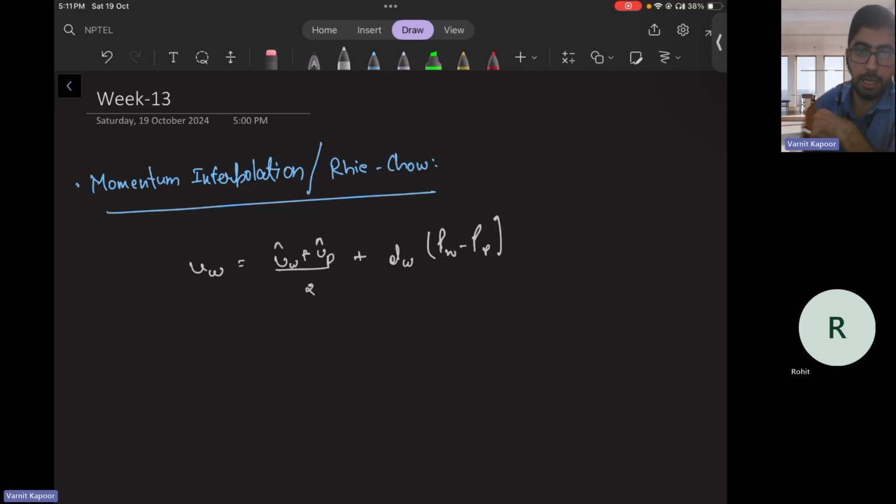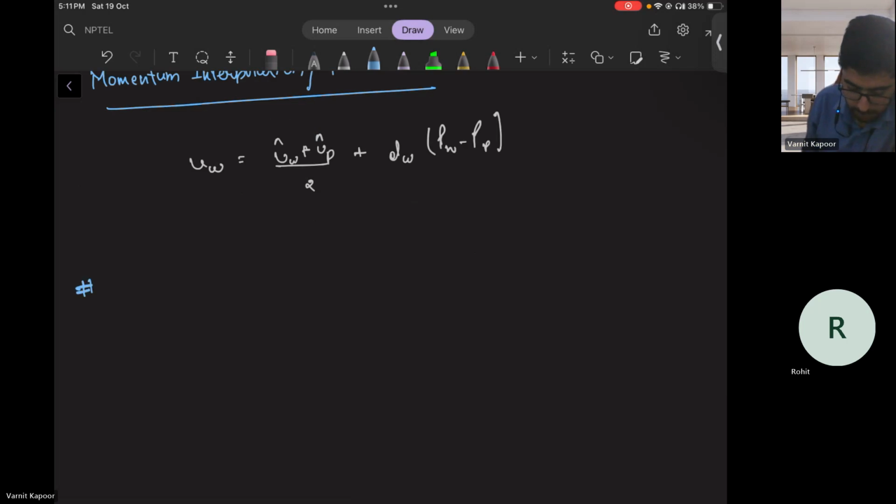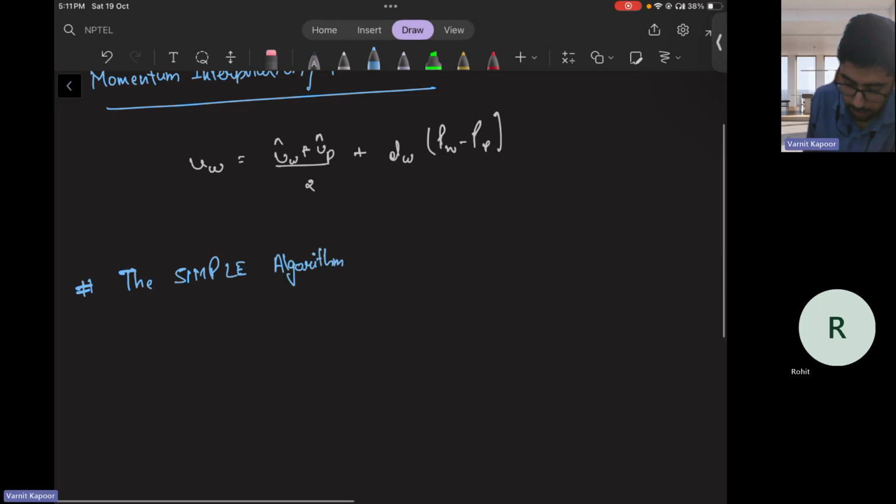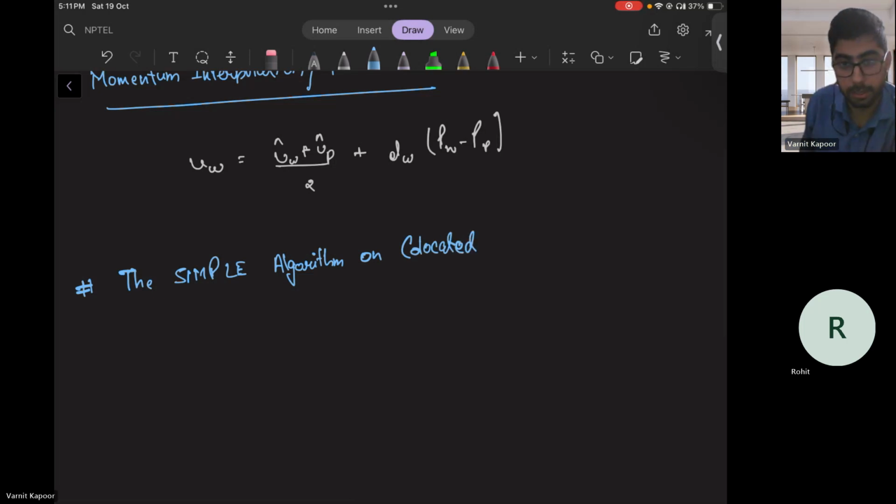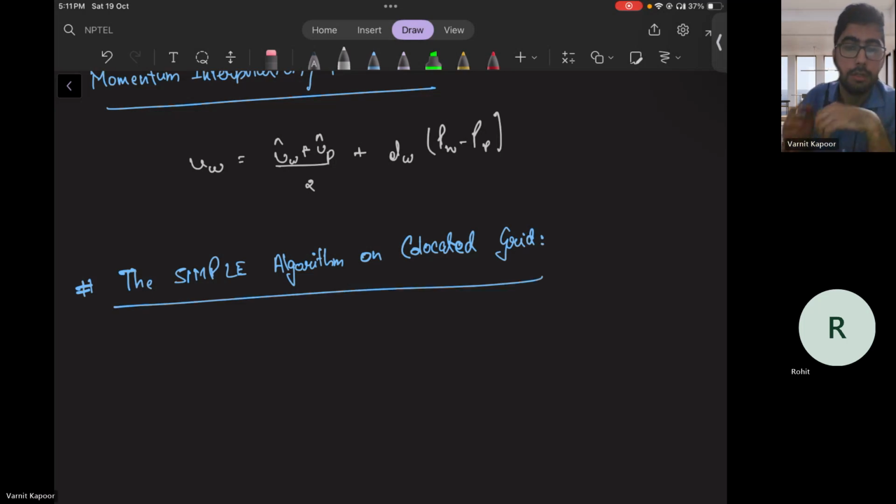Now let's do a simple algorithm on the collocated grid. The SIMPLE algorithm on a collocated grid. We understood the momentum interpolation, and now how do we do the SIMPLE algorithm on a collocated grid.